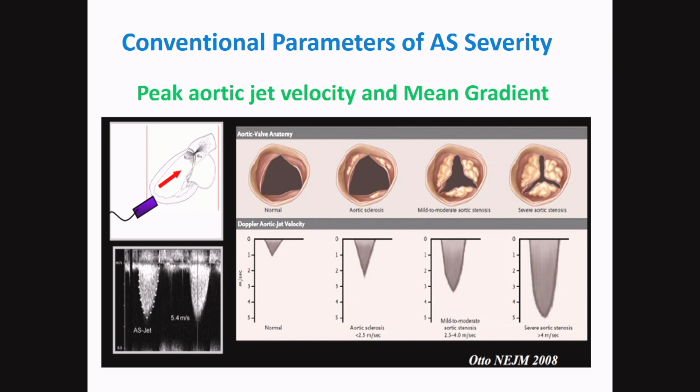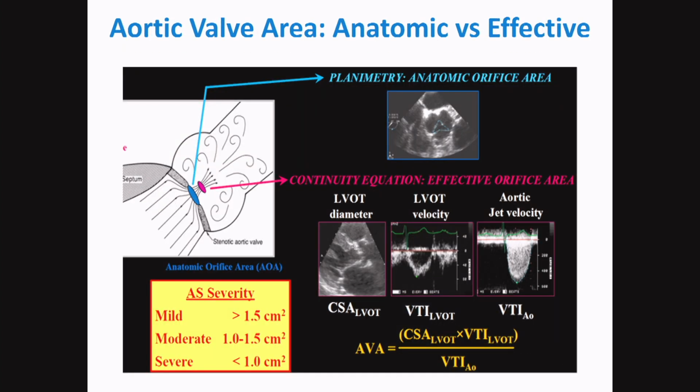I have to stress a point here: to make a precise diagnosis of aortic sclerosis, the peak velocity is less than 2.5 meters per second. Beyond that, we talk about mild aortic stenosis or moderate aortic stenosis, and so on.